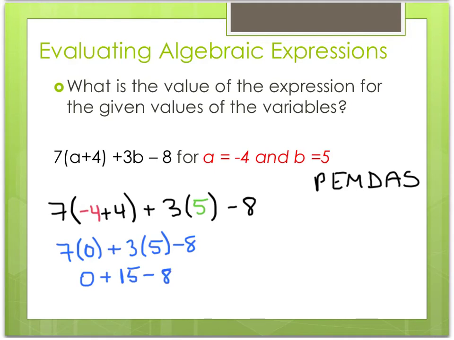And now division, I don't have any division. Adding and subtracting from left to right. So I have addition first, so I'm going to do 0 plus 15, which is just 15. And then I'll do my subtraction, 15 minus 8, which is 7. You should be able to do all of these problems without a calculator.